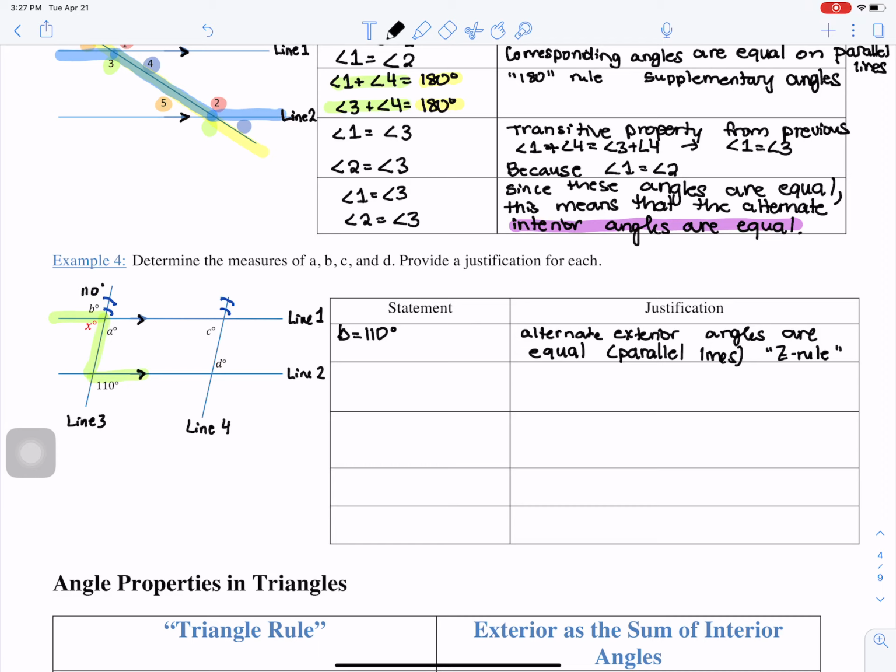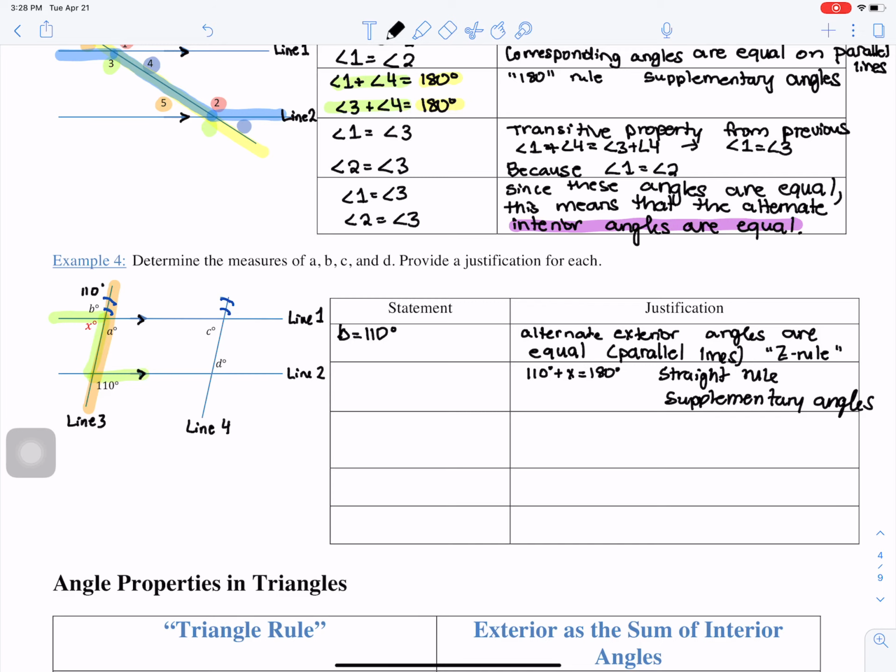So now I'm going to look at the variable X. So I know that variable X and the number 110 lie on a straight line, which I'm going to highlight in orange. So that straight line is the straight line rule. So 110 plus X has to equal 180 degrees. You can call it the straight line rule or the 180 rule. I'm also going to write supplementary angles just to remind you of the fancy name.